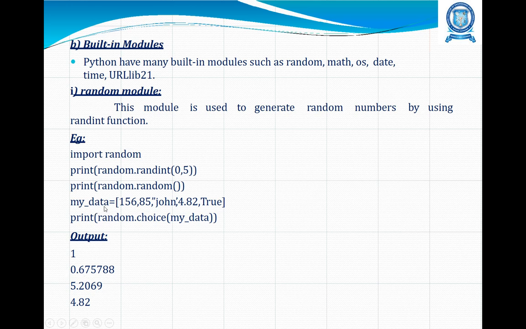After that, if you have a list, we can choose any one value from that list. My data consists of some set of values. We can access it by using random.choice of my data. Choice of my data means we can choose any one of the values from this set. So the answer is 4.82.